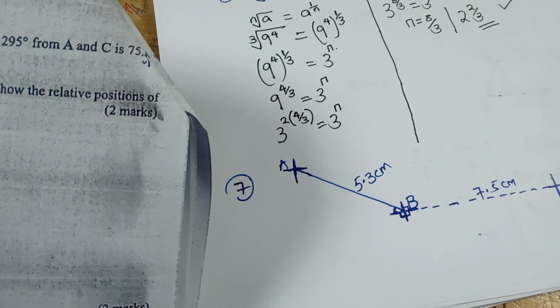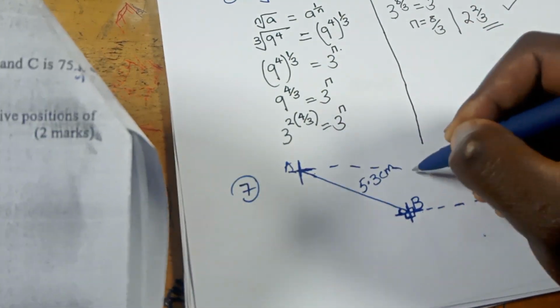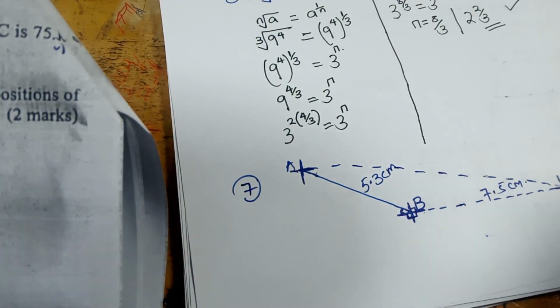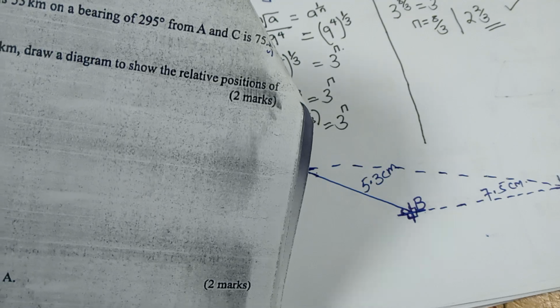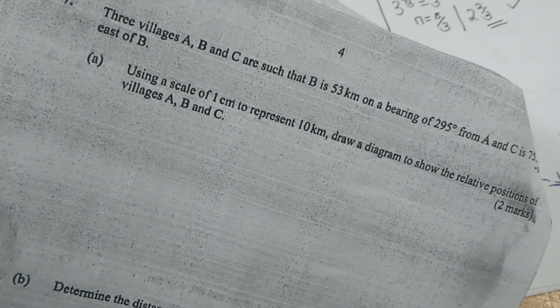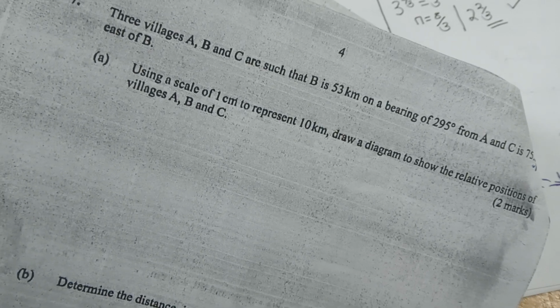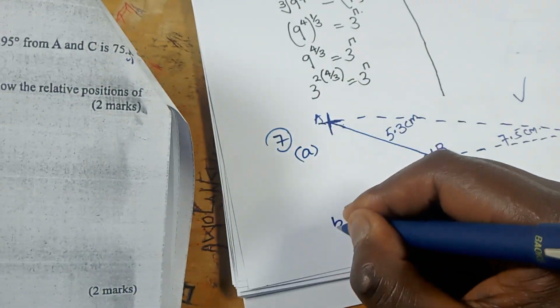Then by drawing that, we can join all the towns. You use a ruler and join A and C together, and you are going to form a triangle. By doing that, you get your 2 marks, because the question reads, using a scale of 1 centimeter represents 10 kilometers, draw a diagram to show the relative positions of the villages A, B, and C. So we are done with 7A, and we can now proceed to B.